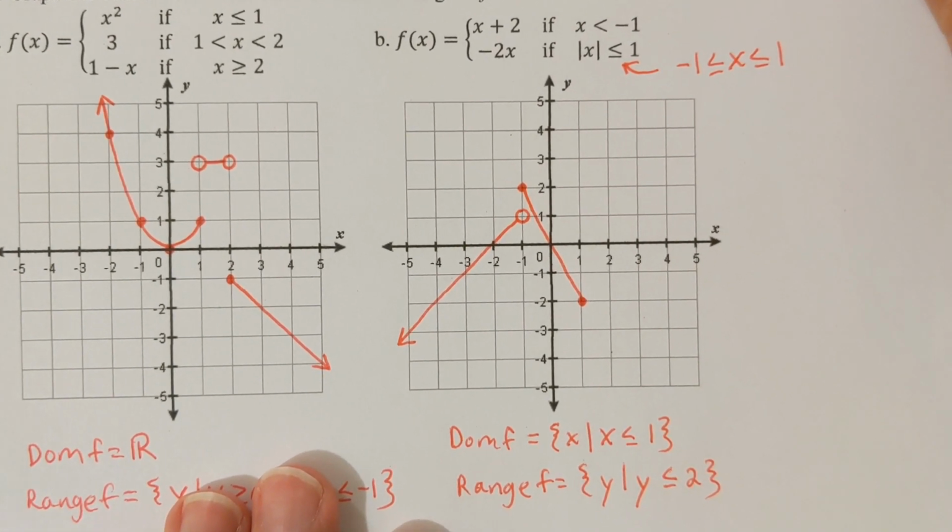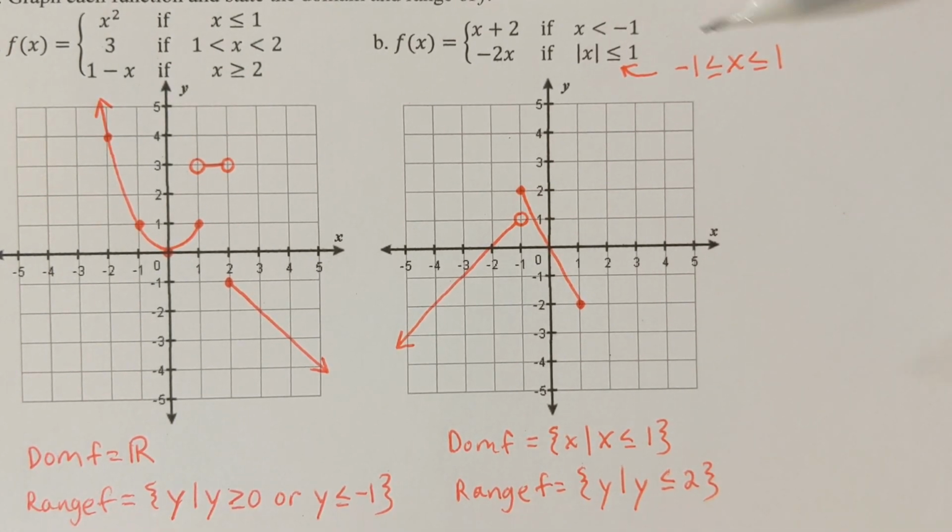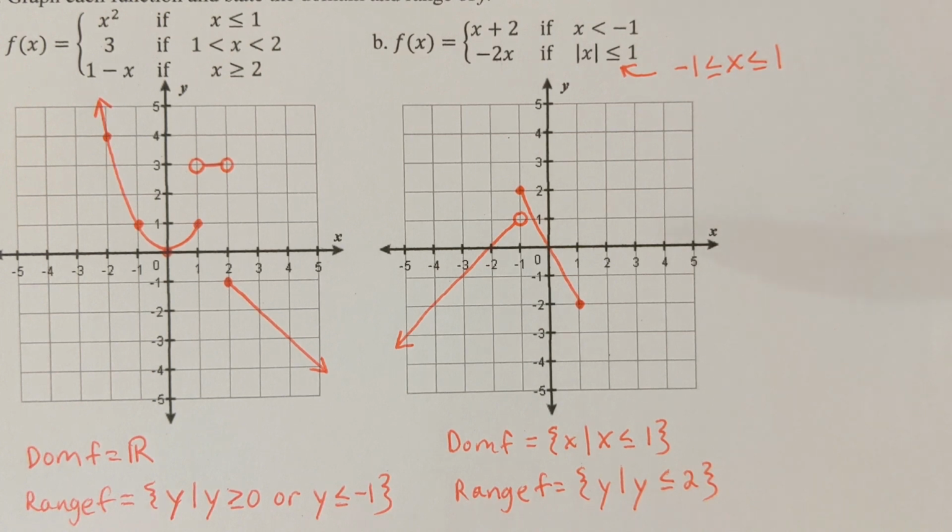Okay, part B is another one, same deal. We're going to graph this function and then state the domain and the range. Here I've got two pieces. So piece 1 would be a line. y equals x plus 2 is a line that has a slope of 1 and a y-intercept at 2.